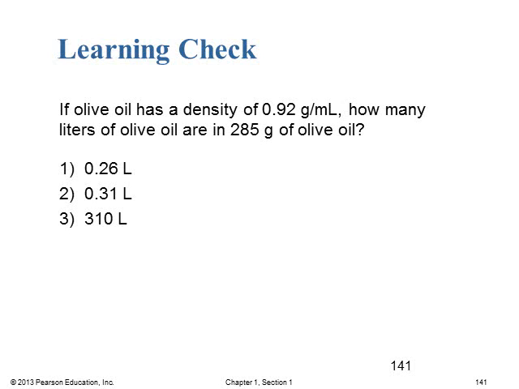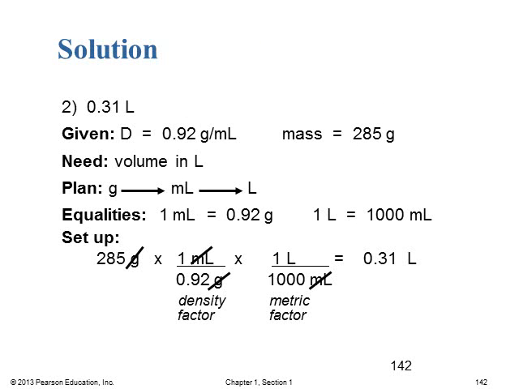first look at how we can go from grams to milliliters, and then we can look at how we go from milliliters to liters. All right, so that's going to be our process here. We're given the density, we're given the mass, so we need to go from grams to milliliters, milliliters to liters.